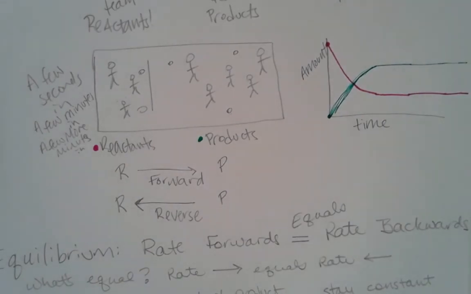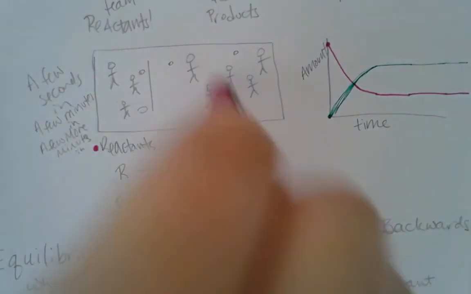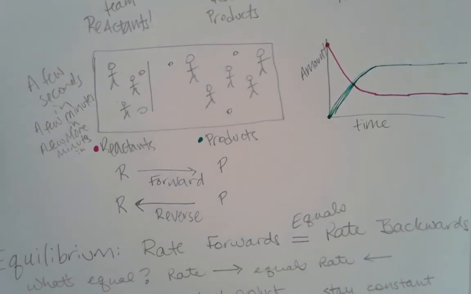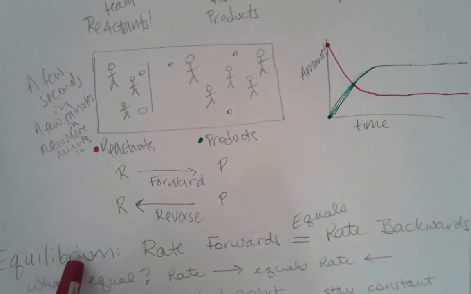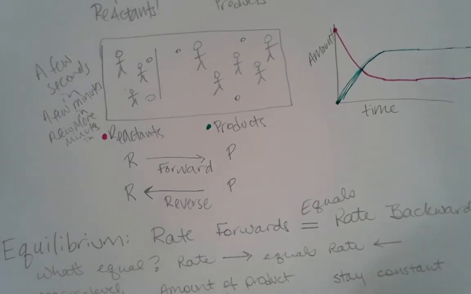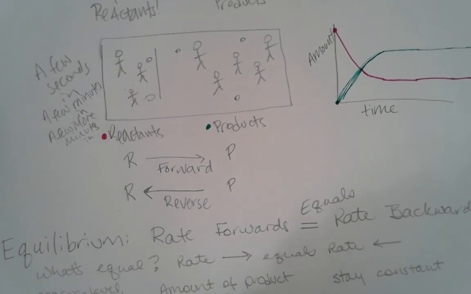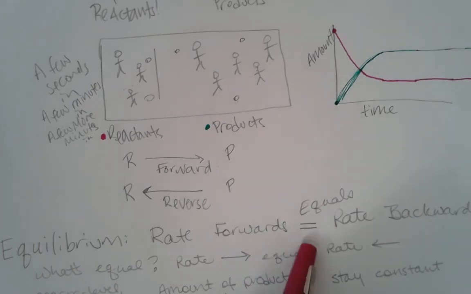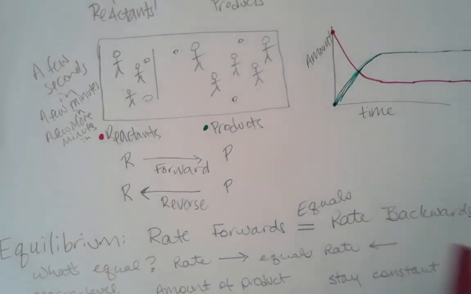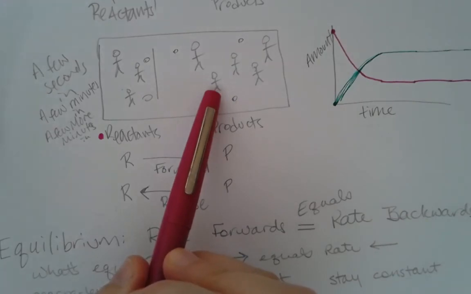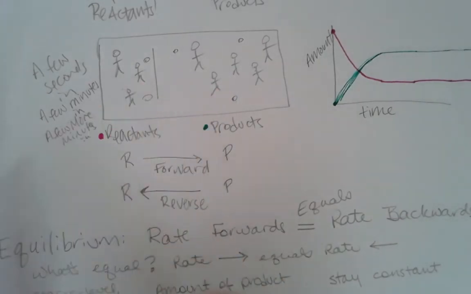This is what I was going to say. You will notice that the amount of product does not equal the amount of reactant. Every once in a while it does, but usually it does not. Usually at equilibrium, your reaction has either more product or more reactant. What's equal is the rate forward equals the rate backwards. So how fast the reactants are throwing bouncy balls to the products equals how fast the products are throwing bouncy balls to the reactants.